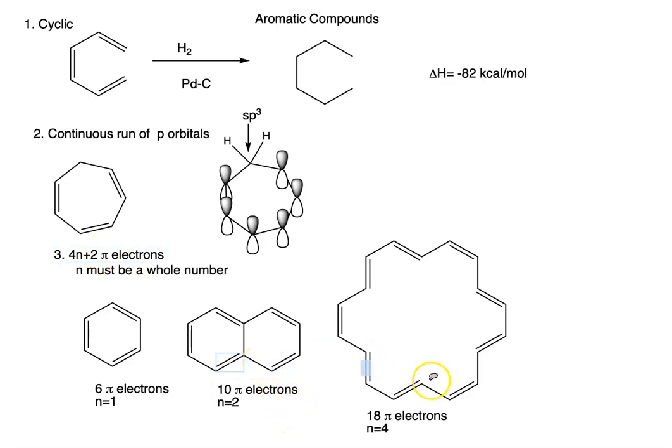For this one, I have 18 pi electrons. I'm not going to count them. You'll have to take my word for it, or you can count them yourself. In this case, n equals 4. When n equals 4, 4 times 4 plus 2 equals 18. So this is an aromatic molecule. You have to have the right number of electrons in your aromatic system.